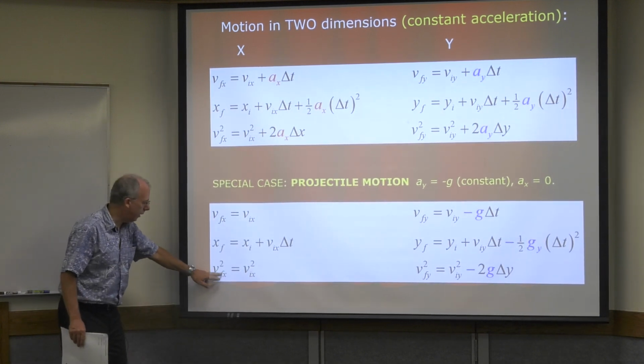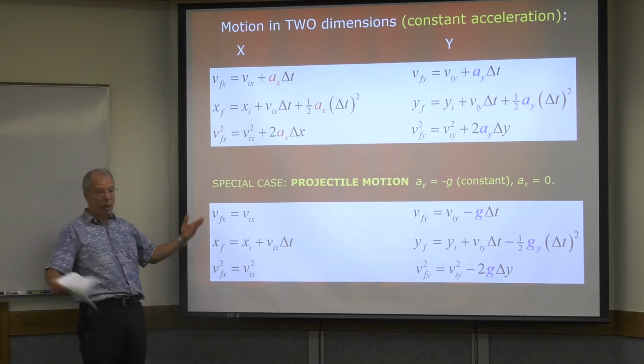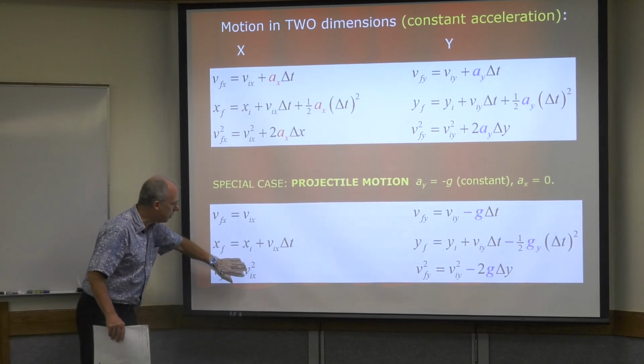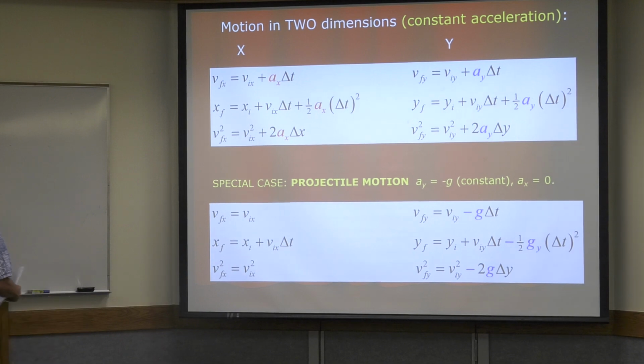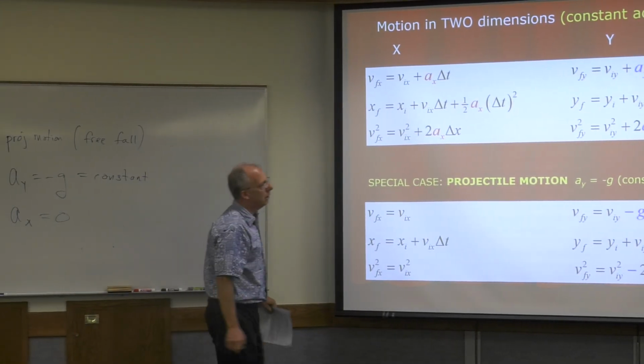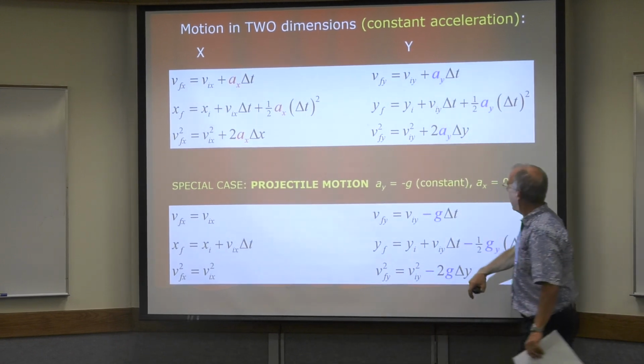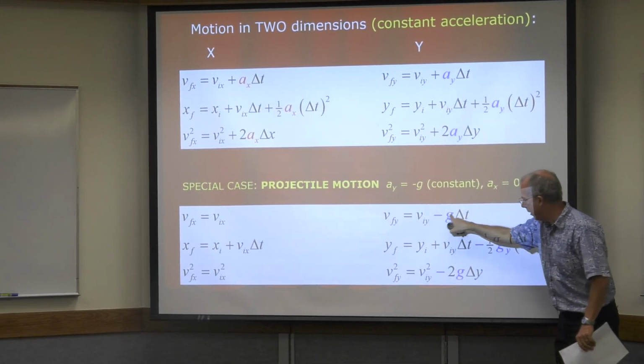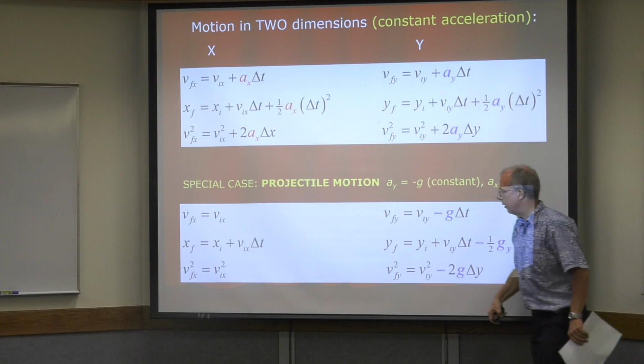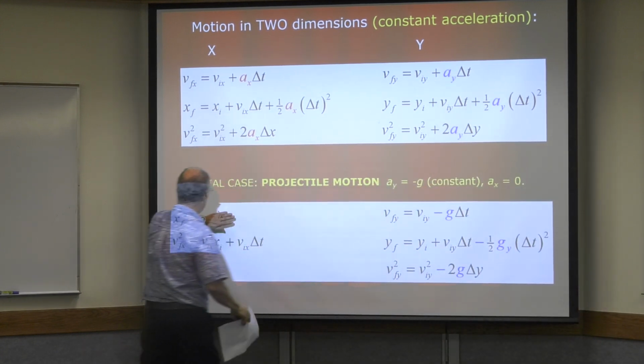This just says v final x squared equals v initial x squared. No kidding. So do we really need these two? Do they tell us anything new? No. Oh, by the way, I did something else. Everywhere there's an a_y, I put in the minus g. See, minus g, minus g, minus g. Okay, so these two equations are a waste of time.